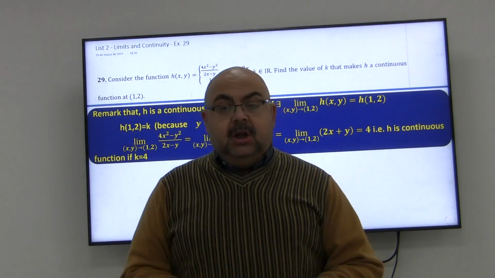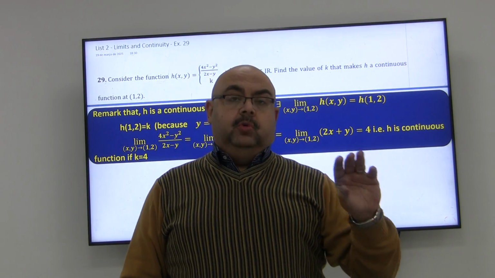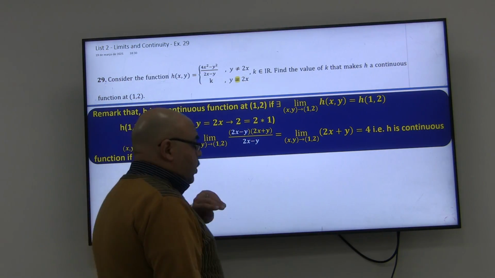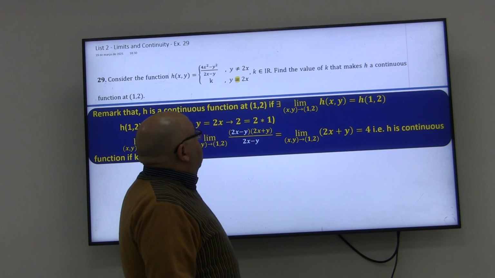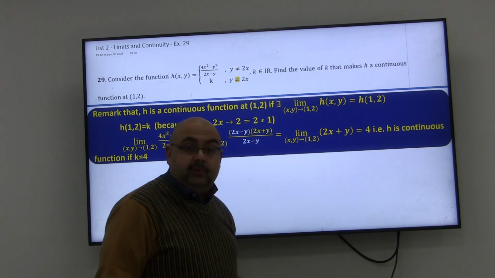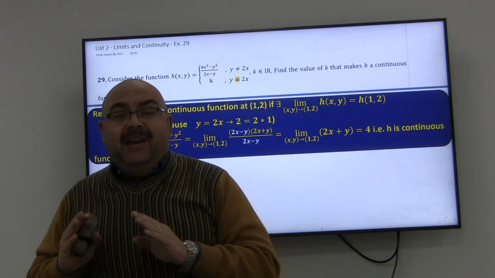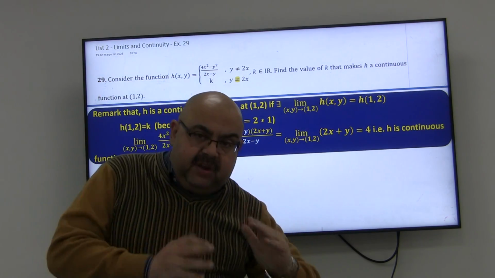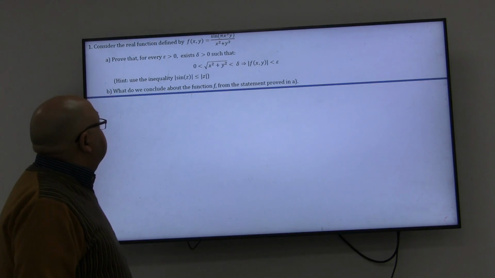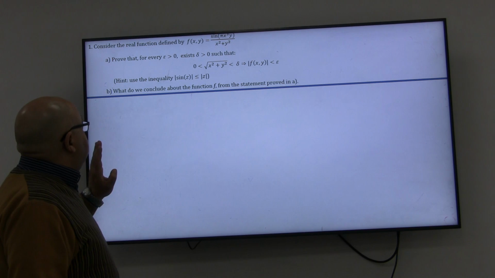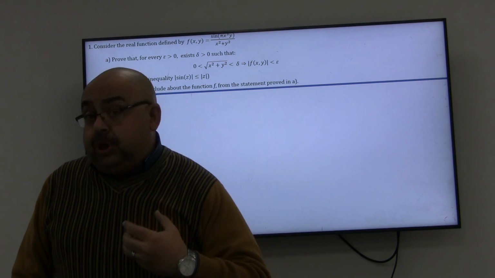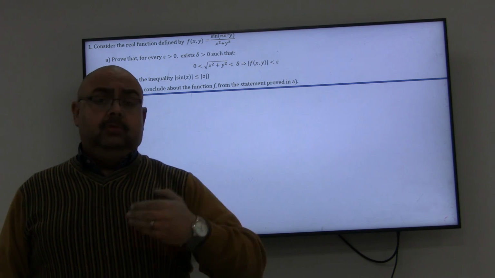So in general, now I have the limit of the function when y doesn't equal 2x, but when y equals 2x, k is going to equal 4. And in this case, the limit of the function will equal the value of the function, and then the function will be continuous at this point. This is also one of the classical shapes of questions that you may be subject to in your exams.